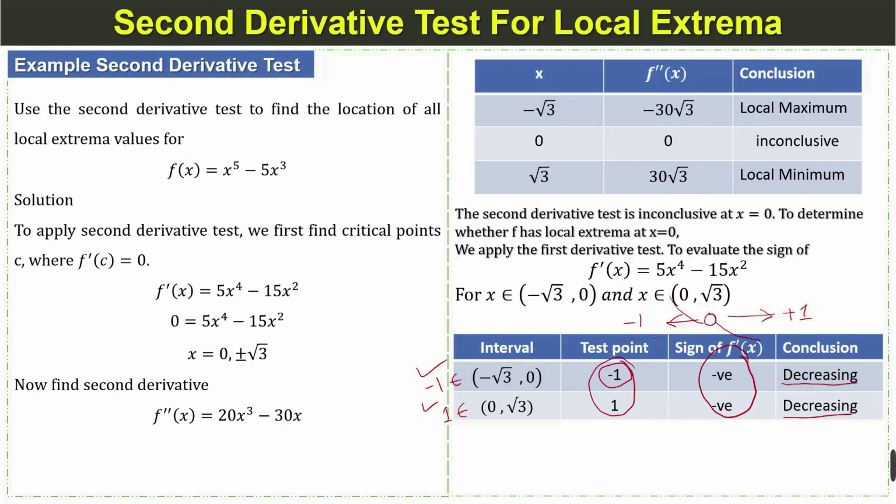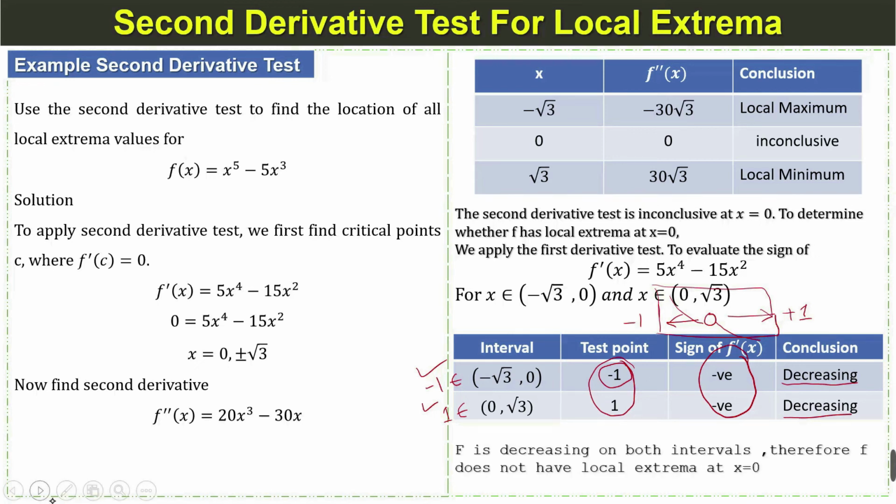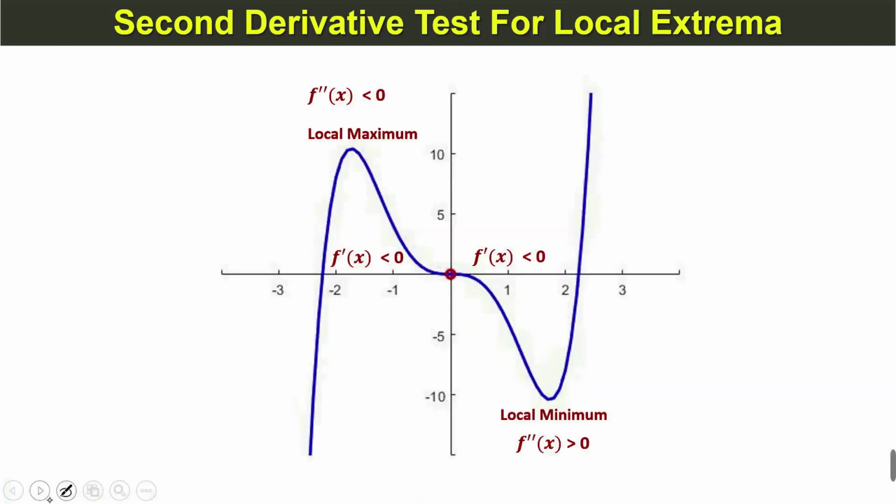Again, I will provide the link in the video description. You must watch the lecture about the first derivative test. Okay, so let's see this with the help of the graph of the function. Here we conclude that f is decreasing on both intervals. Therefore, f does not have a local extremum value at x is equal to 0.